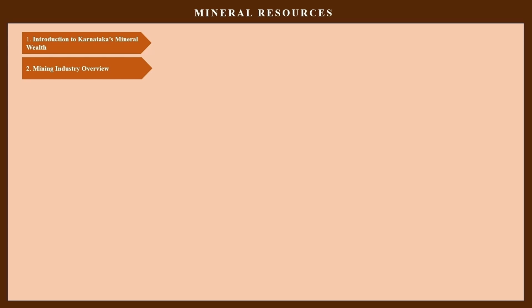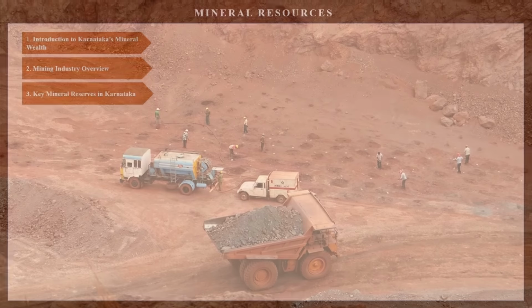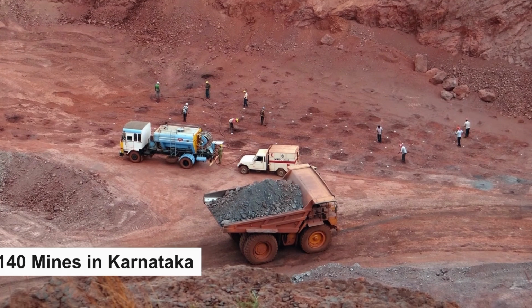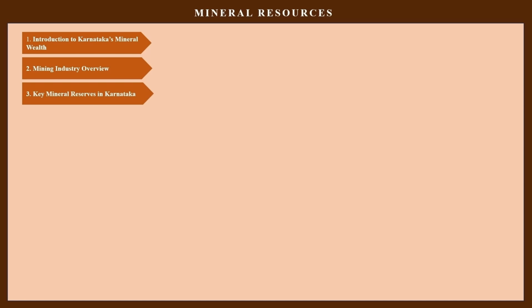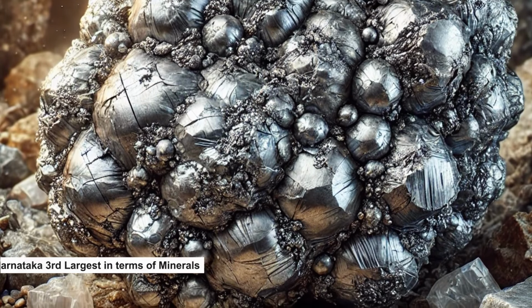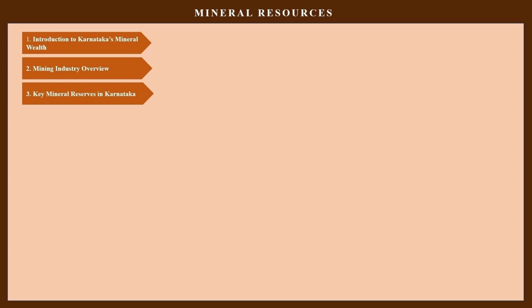Now, let us start with what the Geological Survey Department has found out. Geological Survey Department has found that Karnataka has 140 mines out of 1430 mines that exist in India. And Karnataka is the third largest state in terms of minerals after Madhya Pradesh and Gujarat in terms of value. The state is the sole producer of primary gold, feldspar, and other minerals, which we'll see now. So basically, 140 mines are present in Karnataka according to the Geological Survey Department.